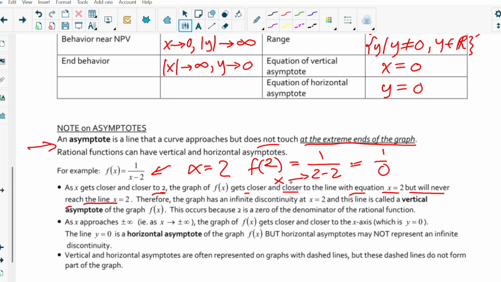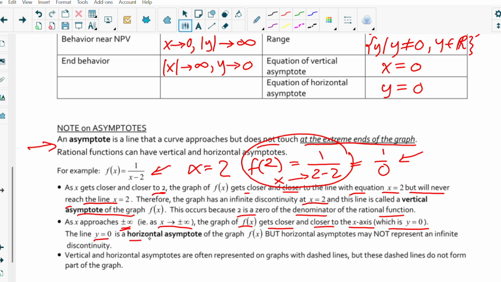So as x approaches 2, the graph has an infinite discontinuity at x equals 2, and this is called the vertical asymptote of the graph of f of x. This occurs because 2 is a 0 of the denominator of the rational function. As x approaches plus or minus infinity, the graph of f of x gets closer and closer to the x-axis, which is y equals 0.